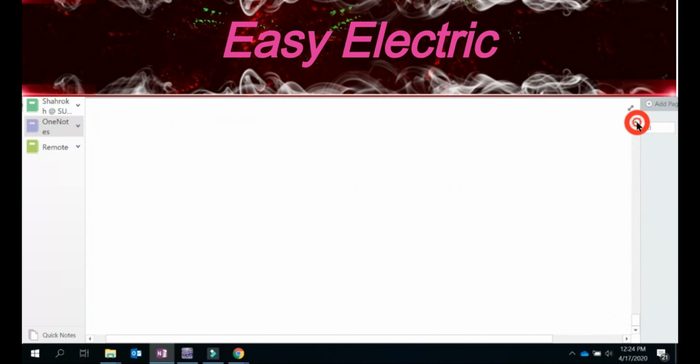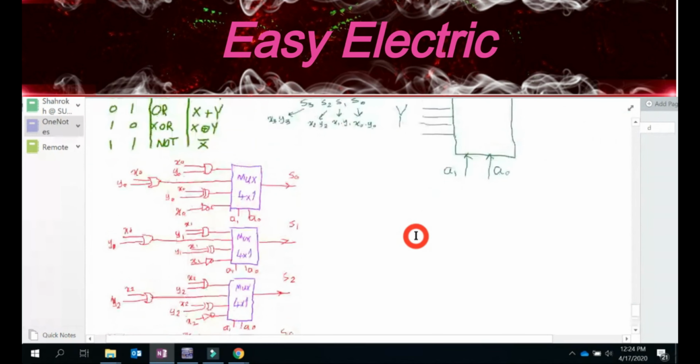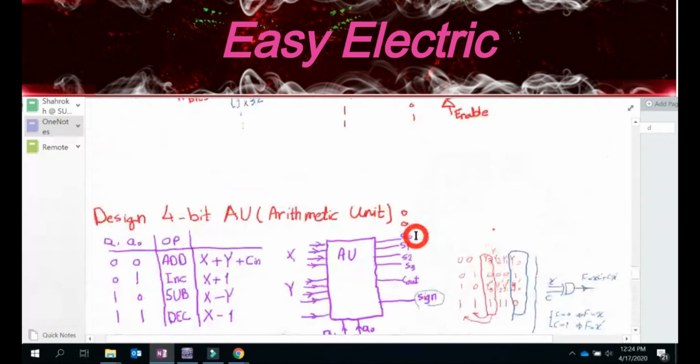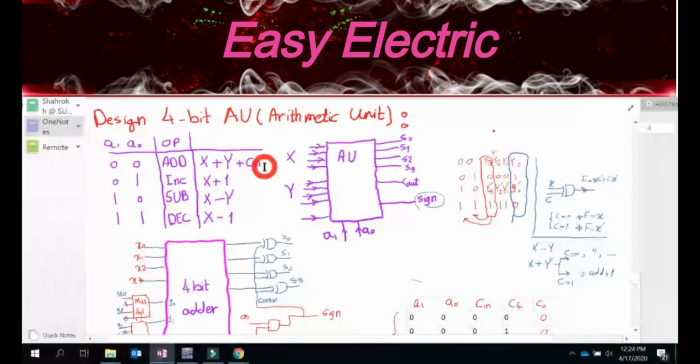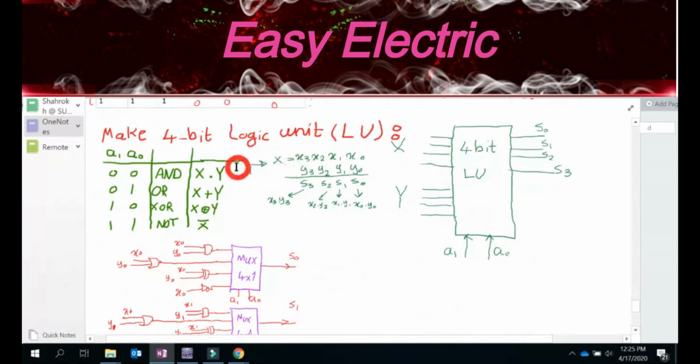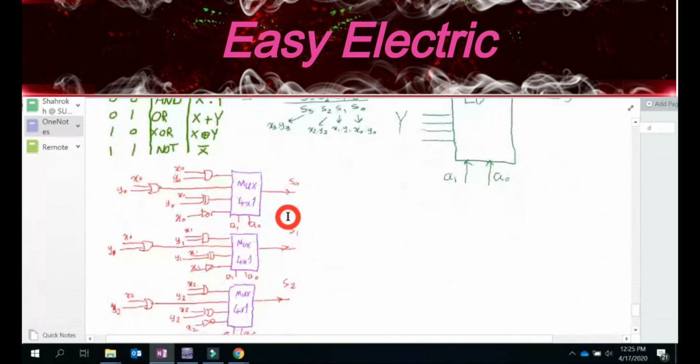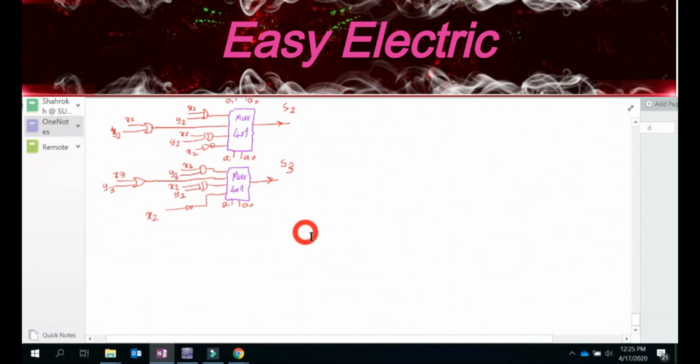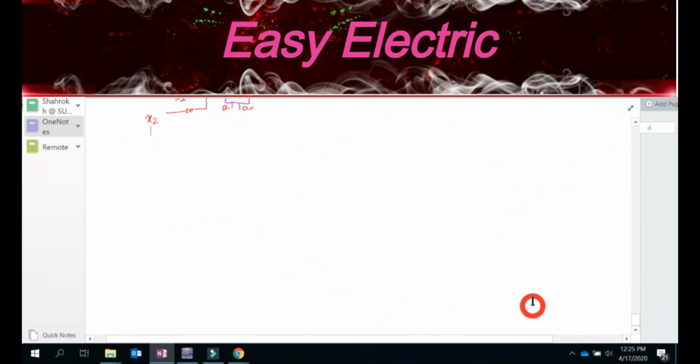We designed one very basic and simple arithmetic unit, if you remember from the previous class. So this is our arithmetic unit. We designed a very simple arithmetic unit which is able to do sum, subtraction, increment and decrement. Then we designed a very simple logic unit which is able to do AND, XOR and NOT. So what we want to do as a next step is somehow combine these two.